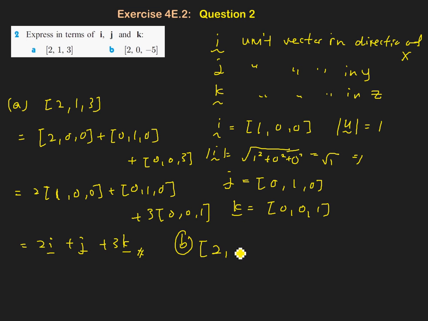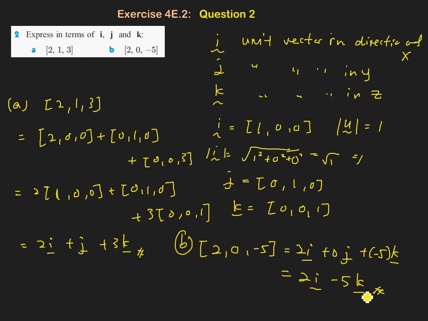Just a quick one on this. So (2, 0, -5) will be easily just written out. It's just 2i plus 0j plus negative 5 times k. In other words, this is 2i minus 5k. I hope you're clear about that.